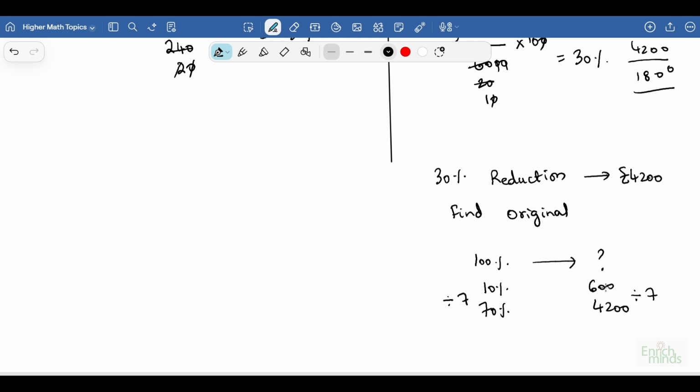Now what will be 100%? From 10% to 100%, you times it by 10. So you do the same thing here to make it 6,000 pounds. So 6,000 pounds represents the original value, or the actual amount of the car before the 30% reduction. So you have successfully answered a reverse percentage question. So for any percentage given to you, you can find an amount or a percentage which is convenient for you to convert it back to 100% to find the original value.